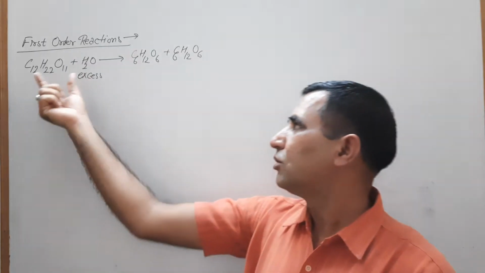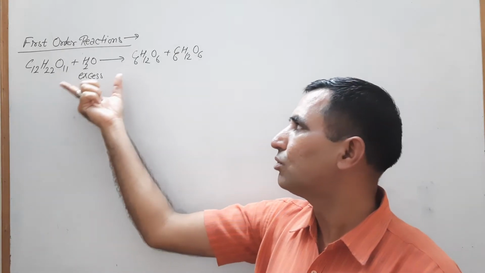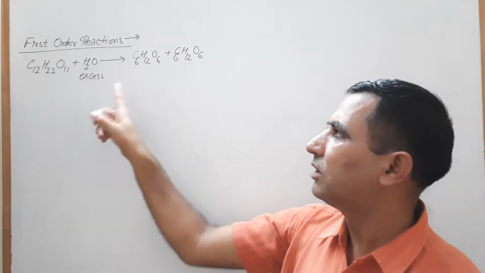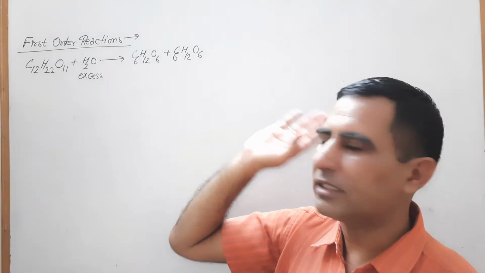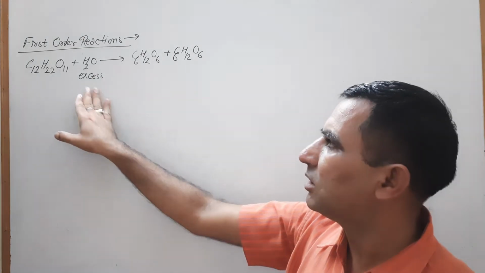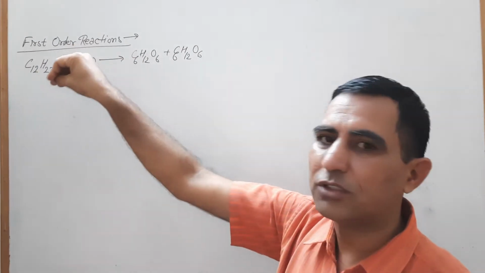This one is a sucrose molecule, or sugar molecule. Hydrolysis of the sucrose produces glucose and fructose. Water is present in excess, so there is negligible change in the concentration of the water. So the change of concentration takes place only in the sucrose. Such kinds of reactions are known as first order reactions.